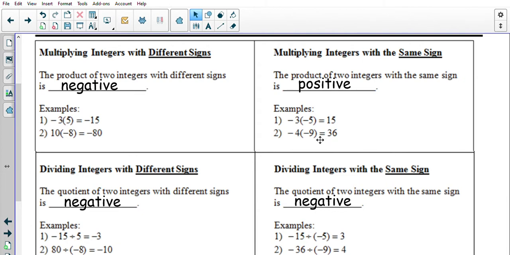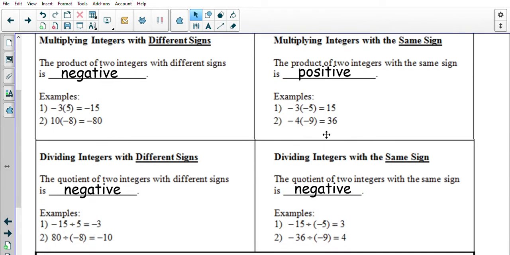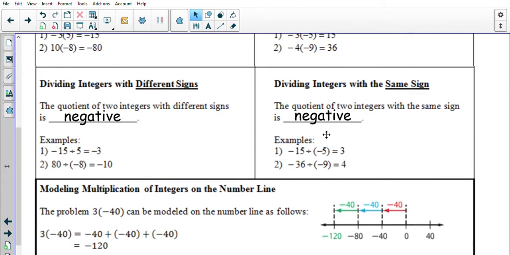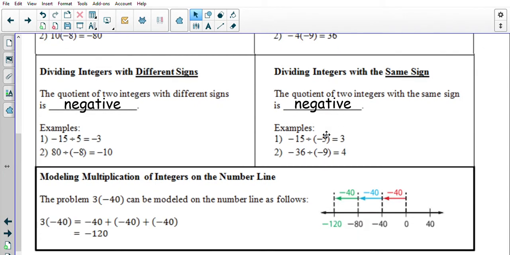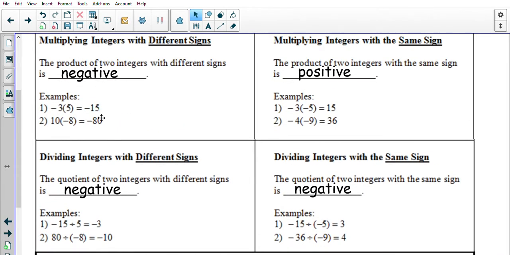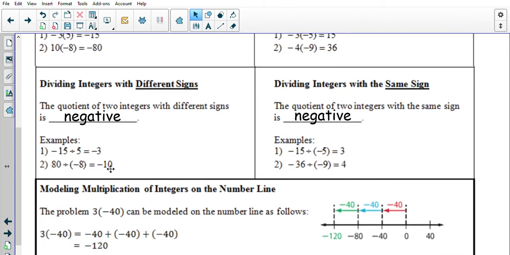So in example 2, when I have negative 4 times negative 9, I multiply 4 by 9 to get 36. And since I multiplied 2 negative numbers, I know my answer is going to be positive. Now the rules for dividing integers are exactly the same. So what this means for us is we only have to really memorize one set of rules for both multiplying and dividing integers.